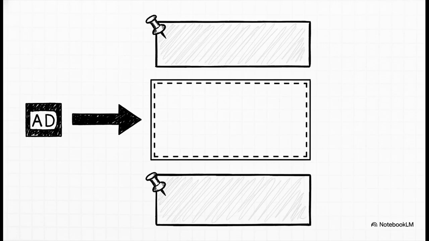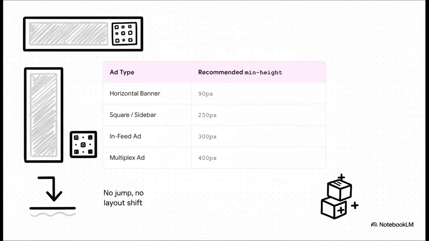The solution is surprisingly simple and elegant. Instead of letting the ad show up and bully its way onto the page, we just save it a spot ahead of time. We basically tell the browser, hey, an ad is coming, so just leave this much empty space for it right here. And this is exactly how you do it. You just add a min height property to the container that holds your ad. So when the page first loads, there's just an empty space with the perfect dimensions. Then, when the ad finally arrives, it slots in beautifully, and nothing else on the page moves an inch. No jump, no frustration. These values right here are a great starting point for your CSS.